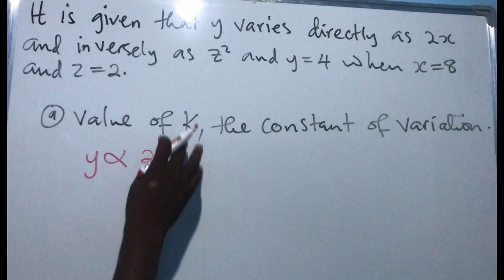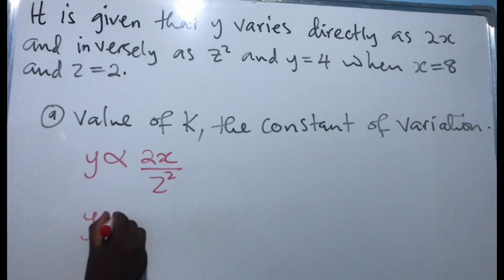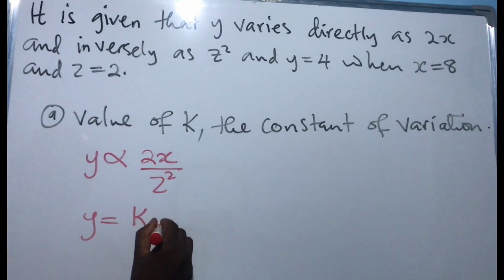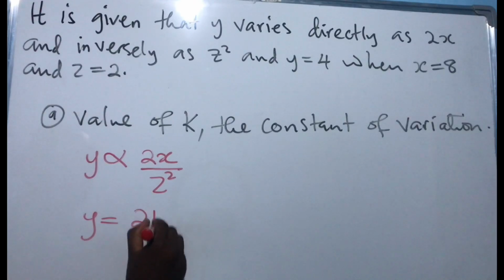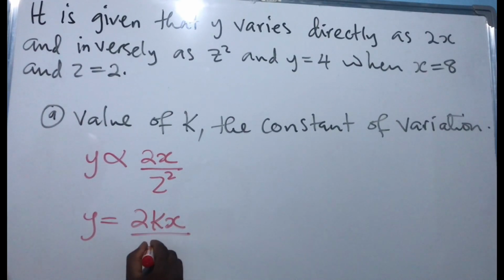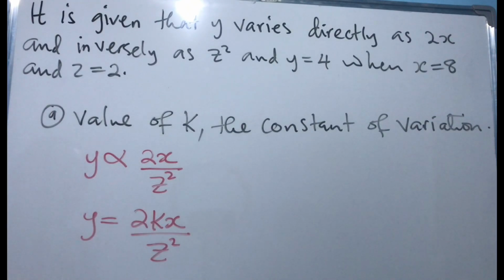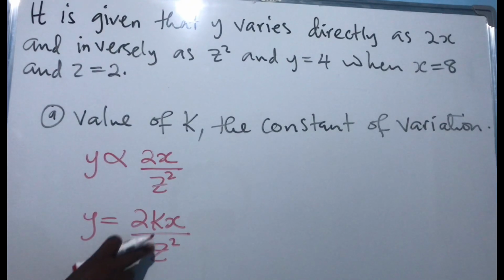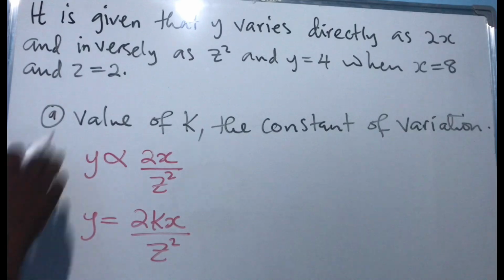Now that you have this, you can write the equation. The equation will be y equals k. You can just put the k at the far end, so you can say 2kx over z squared. Okay, so that's what you're going to have. You want to find the value of k, that is this k here, that's the constant. To find the value of k, they should give us the value of z, the value of x, and the value of y, which have been given in the question.